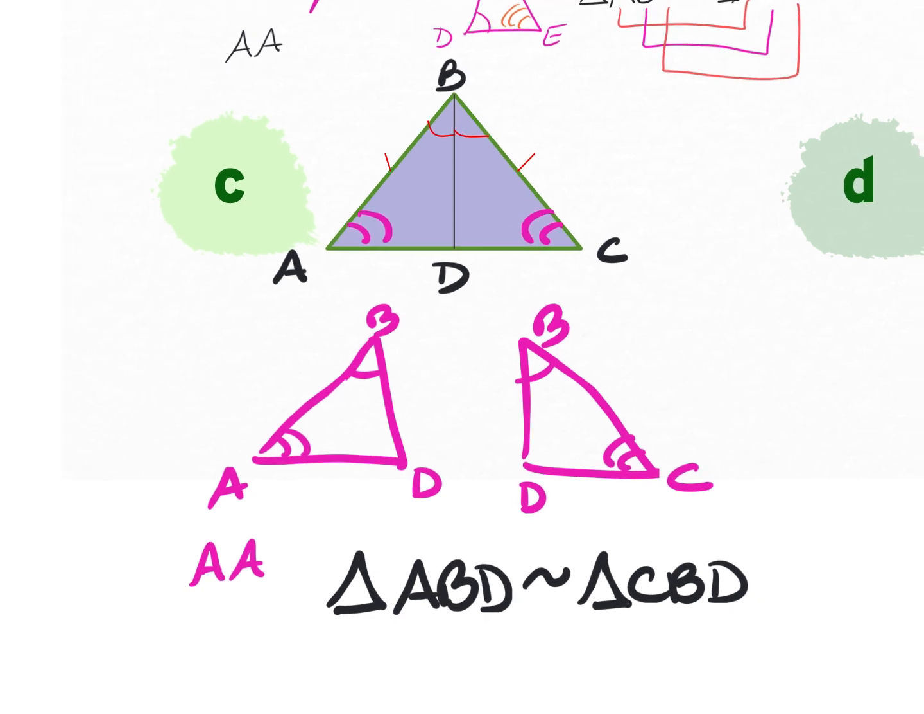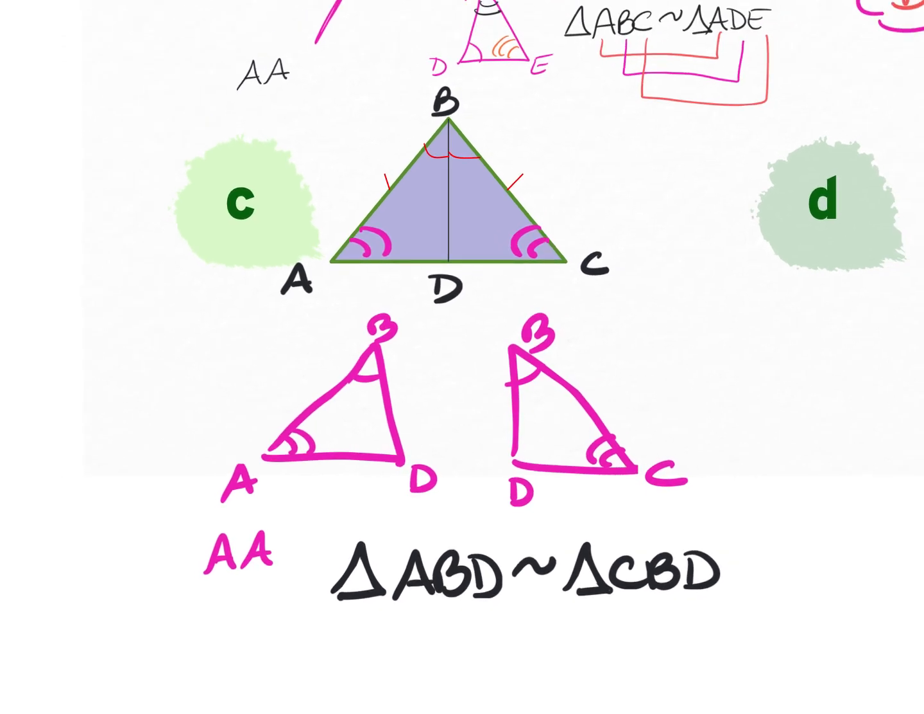So again, if it helps to pull it apart, you can redraw them. A lot of times when we start with the side angle side, it'll help to pull it apart, especially when there's a side that is shared. So the similarity is ABD, similar to triangle CBD.